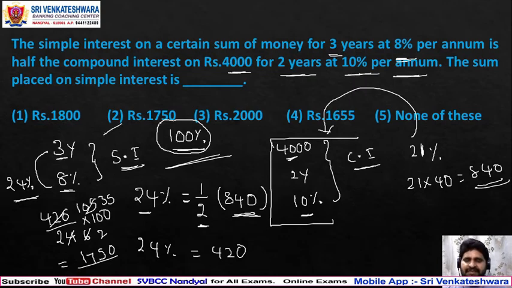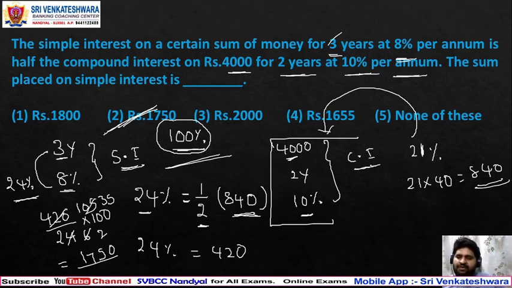They're comparing simple interest in the first case with the compound interest in the second case. What is the simple interest in the first case? 8% for 3 years, that will be 24%. So 24% of a particular sum is equal to half of the compound interest in the second case, that is on 4,000 for 2 years at 10%.